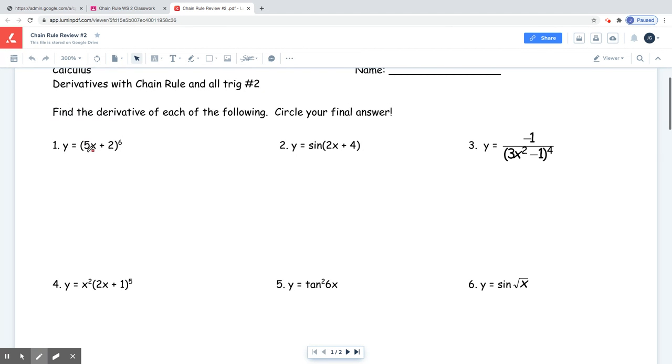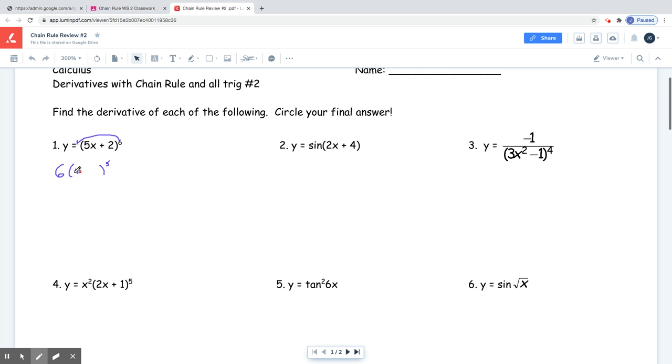Okay. So here we have the quantity 5x plus 2 raised to the 6. So we're going to do the chain rule, which is the derivative of the outside, keeping the inside the same, times the derivative of the inside. For example, we move the 6 out to the front. That's me taking the derivative, just the power rule. And then we take 1 away. So that is the derivative of the outside.